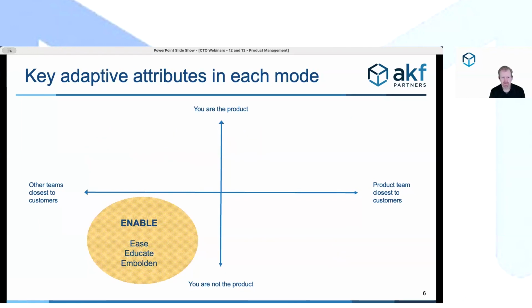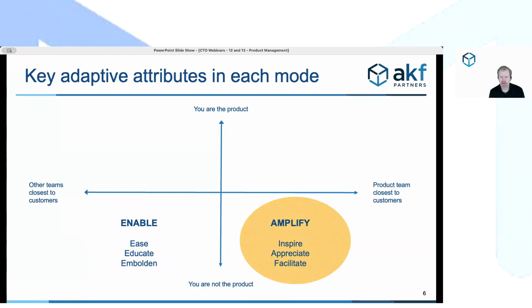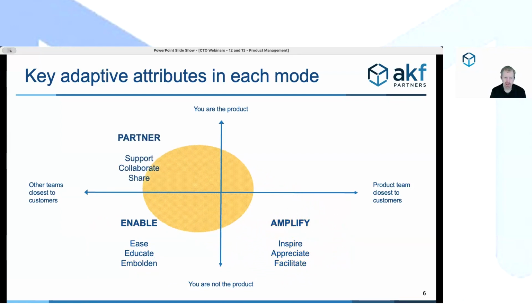Ways to adapt. If you're in the bottom left, your focus is enable. You want to ease the burden, educate folks, embolden them. In the bottom right, you're trying to amplify, inspire, facilitate whatever the current product or service is. Top left, you've got a partner because the sales teams are very powerful. Customer support teams are very powerful. You have to partner initially to earn the right to become a leader to them. And then in the top right, you are leading. You've got to focus, you've got to innovate, and you've got to have a belief that you're helping your customer. So those are the attributes that we've seen.